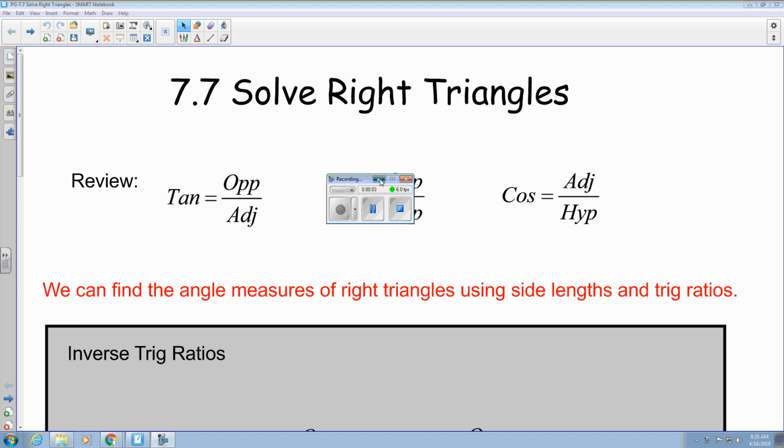All right. We're in section 7.7 where we're going to be asked to solve any right triangles.